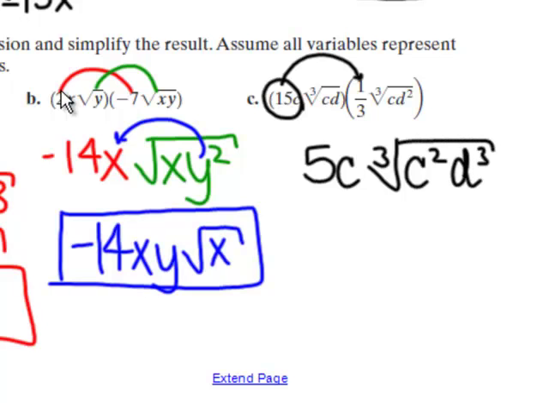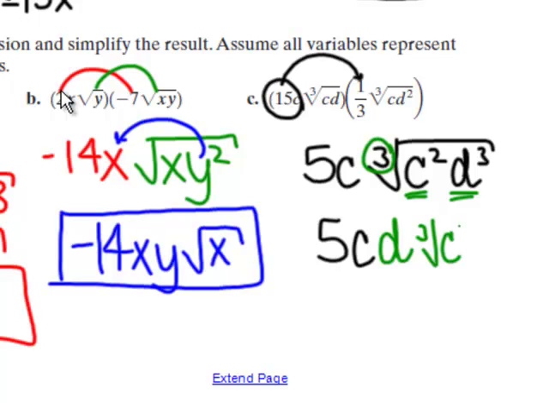And then hopefully it's clicking in that we need to simplify. Can't do anything with the c's inside of here because we only have 2 of them. But I have 3 d's, and since this is a cube root, I can take out one group of 3. And then I'm left with the cube root of c squared. And we're all done.